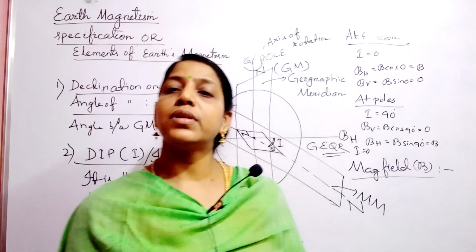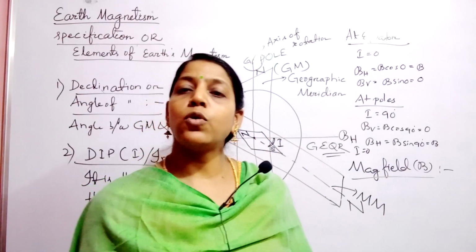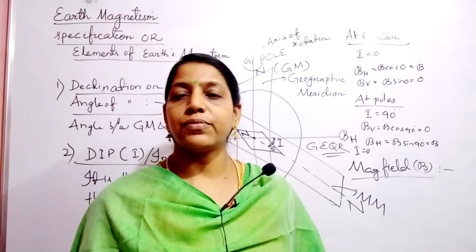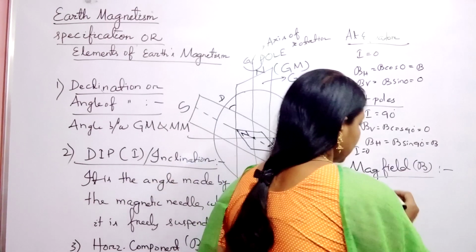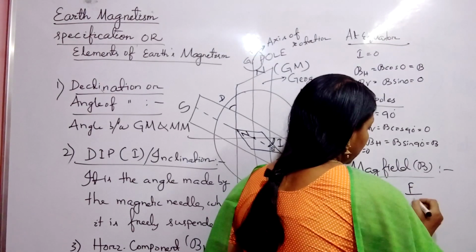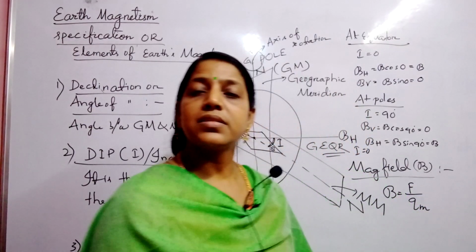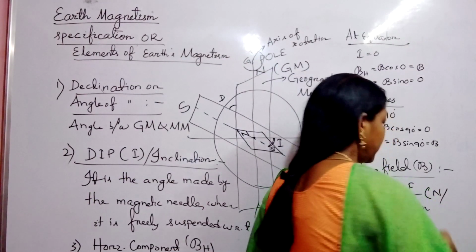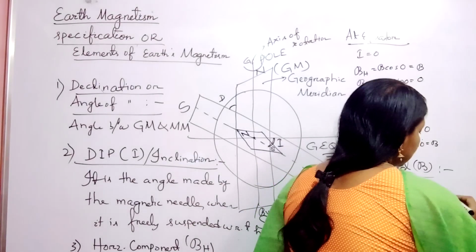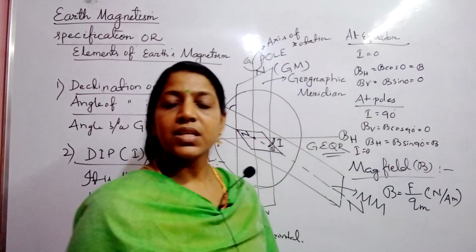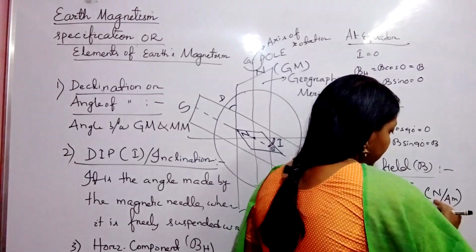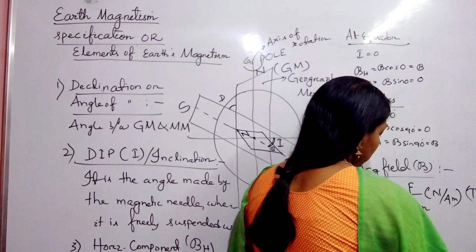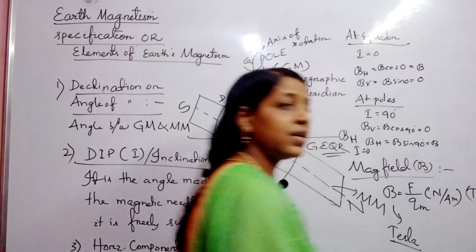So mathematically how to define this magnetic field? It is the force experienced by the unit pole strength of a bar magnet. So my magnetic field equal to F by Qm. What is Qm? It is the pole strength. So what is the unit of force? It is Newton. What is the unit of pole strength? It is ampere meter. Newton divided by ampere meter is also called Tesla. So the unit of magnetic field strength is Tesla.